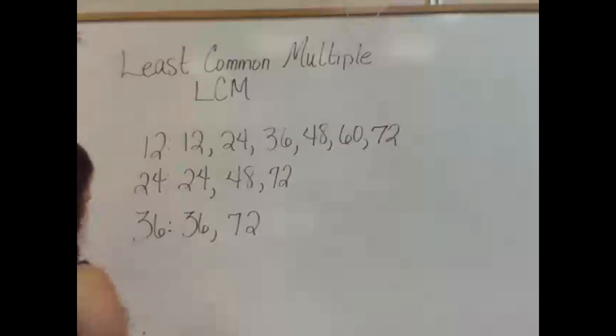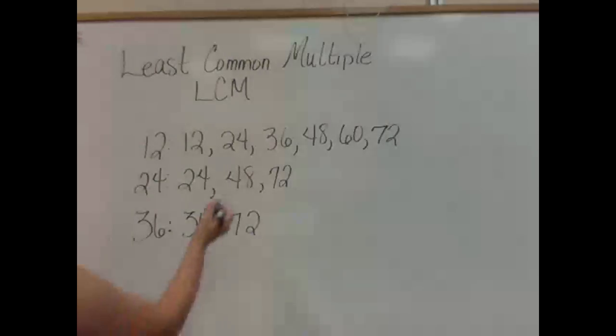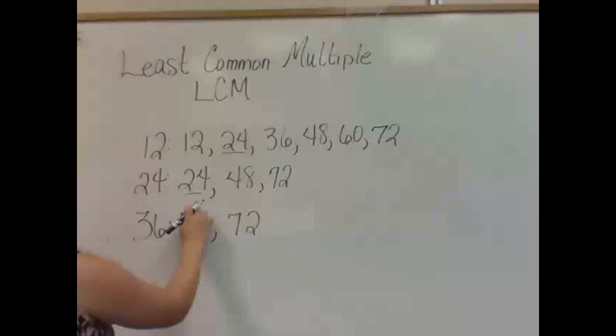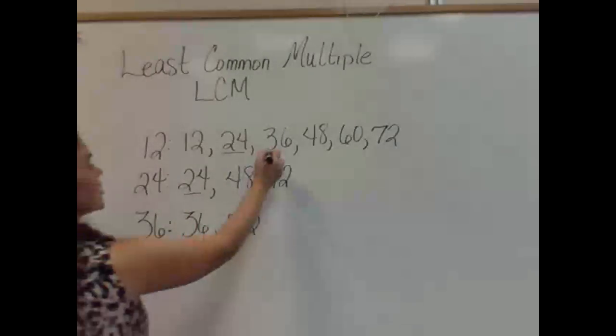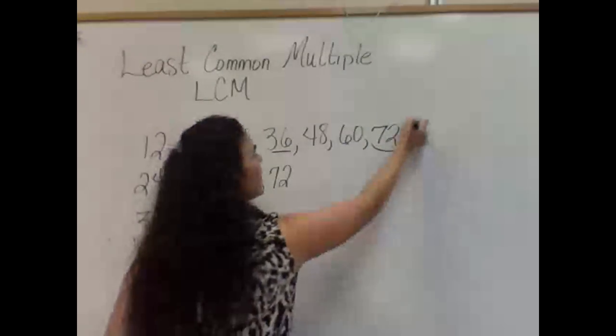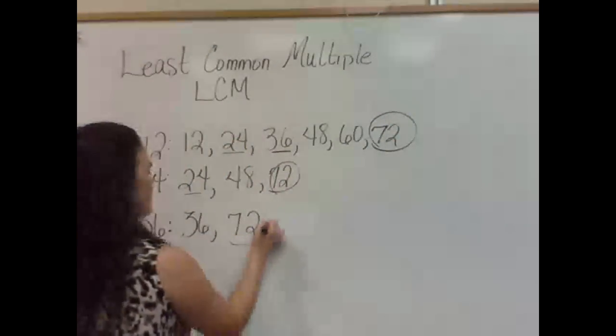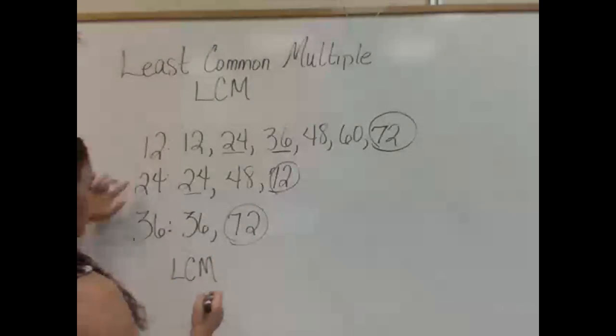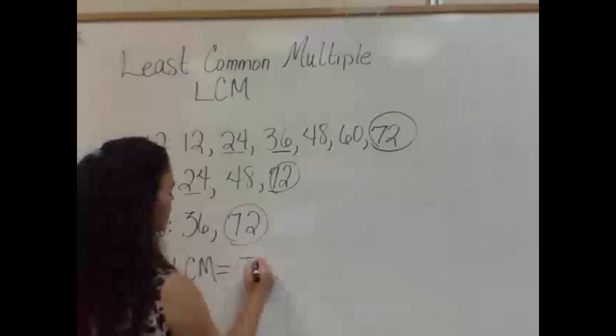Okay, now let's look at this list. We've got 24 in common between 12 and 24. I also have 36 in common between 12 and 36. But I need to have the same multiple in common for all three. So the lowest number that I have in common for all three is 72. So my LCM for the numbers of 12, 24, and 36 is 72.